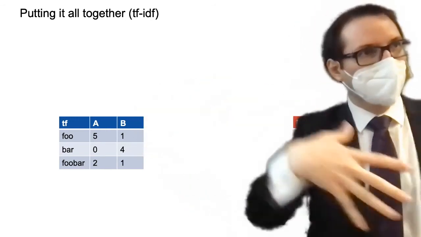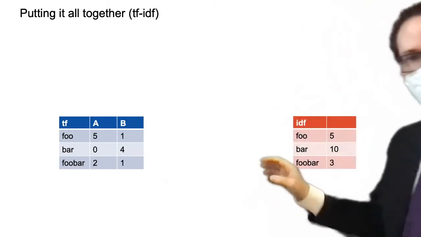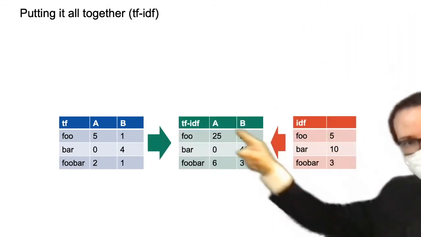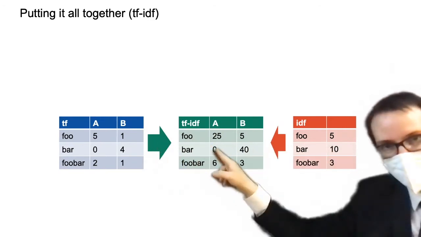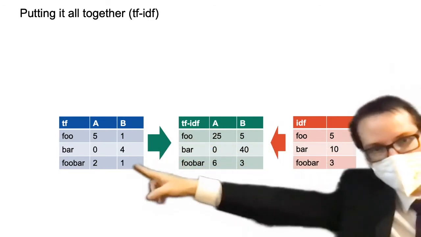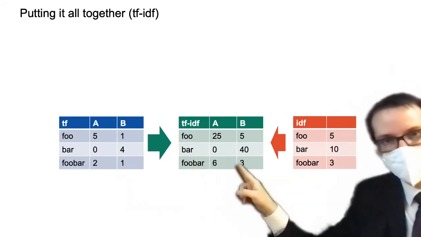And let's put them together. How do we do that? We multiply like this. So 5 times everything in there gives me 25 and 5. 10 times everything in there gives me 0 and 40. And 3 times everything in there gives me 6 and 3.